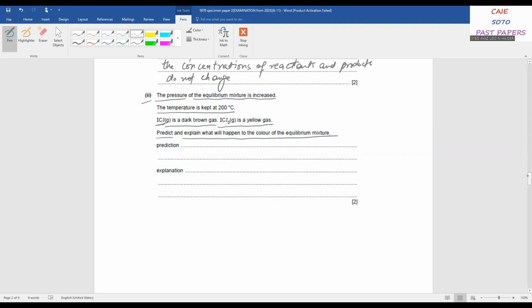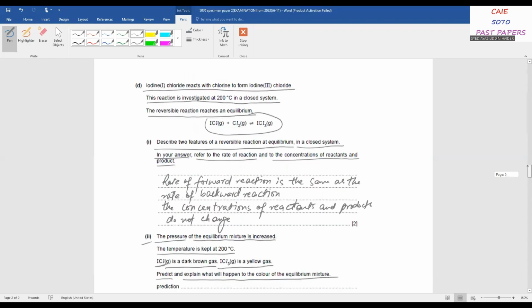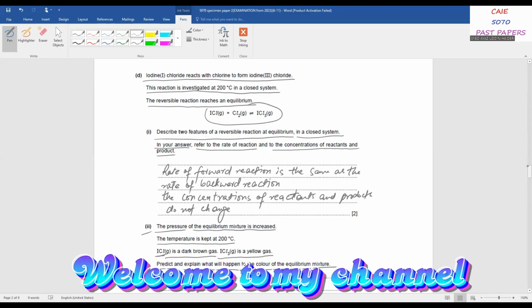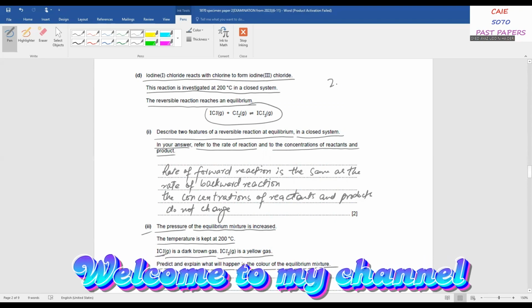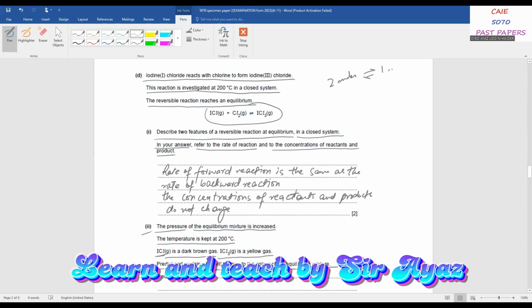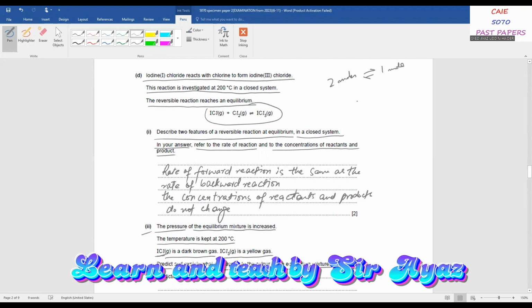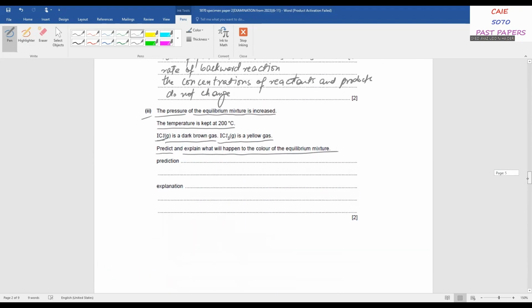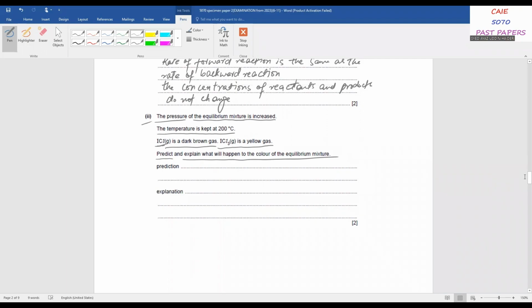So look at the number of moles. If you're increasing the pressure, the equilibrium will shift towards the side in which there will be fewer moles of gas. On the reactant side, there are 2 moles and 1 mole on the product side. So it will move in this direction. Equilibrium shifts to the right side, the product side. The product side is ICl3.